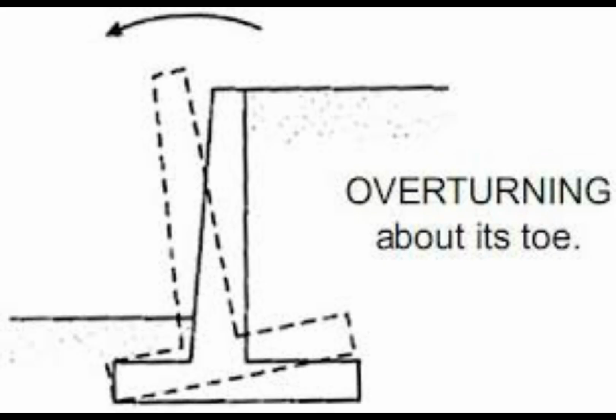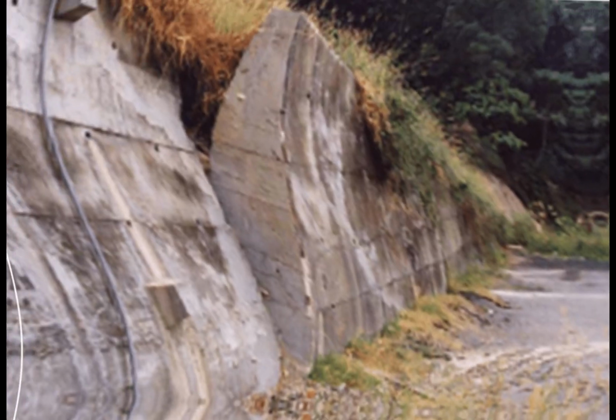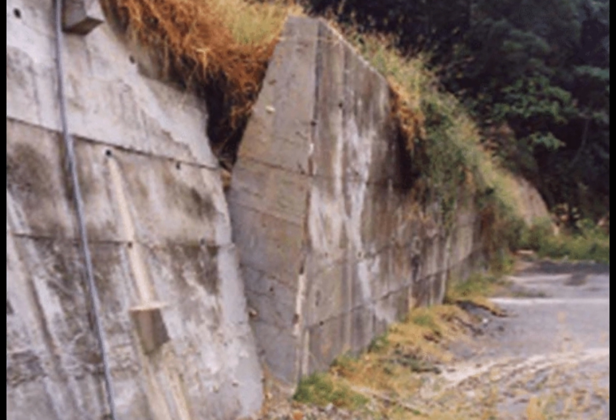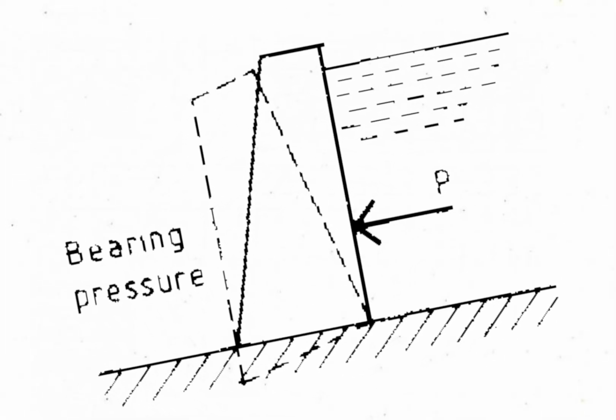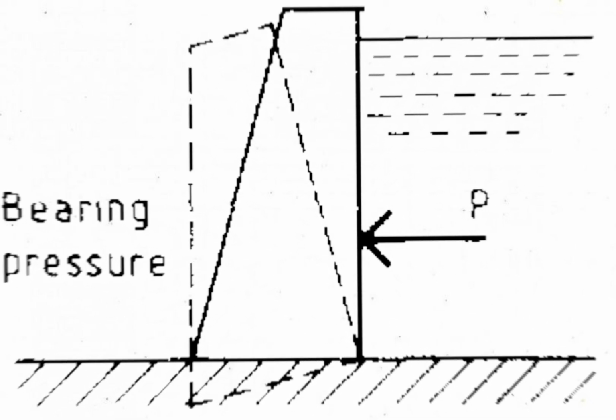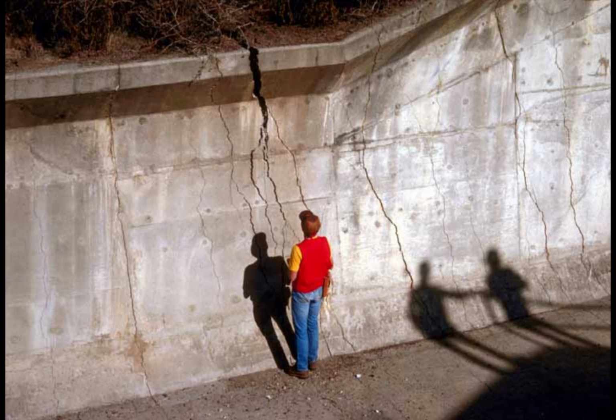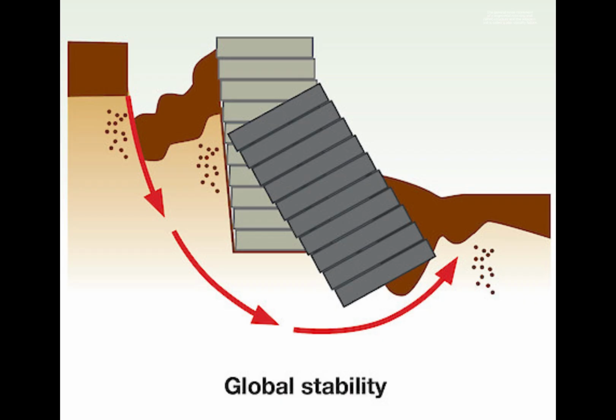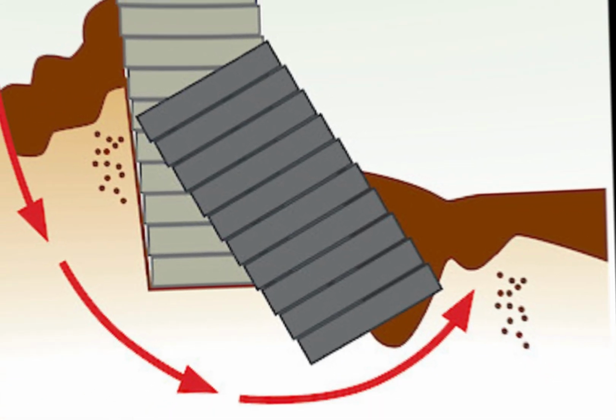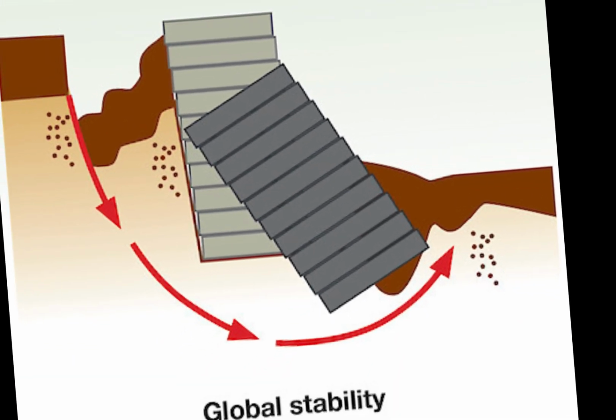Overturning occurs when the turning moment due to lateral forces exceeds that due to the self-weight of the wall. The bearing capacity failure occurs when the retaining wall's foundation cannot hold the weight of the soil behind it. The wall could sink or crumble as a result of this. The general mass movement of a segmental retaining wall, the structure, and the adjacent soil is called global stability failure.